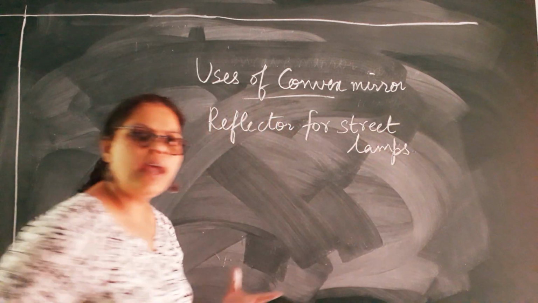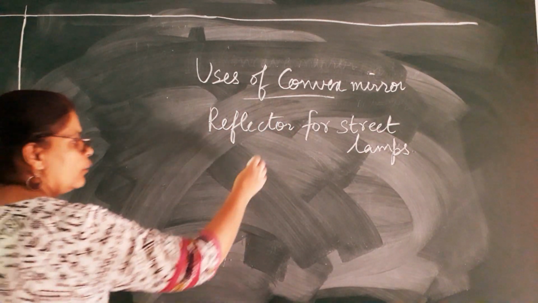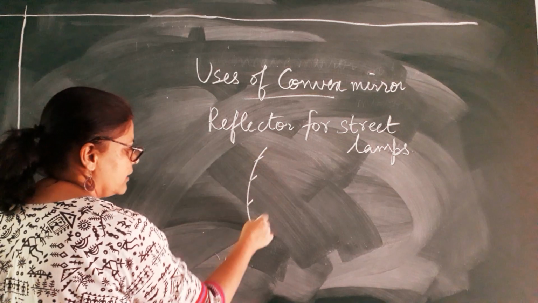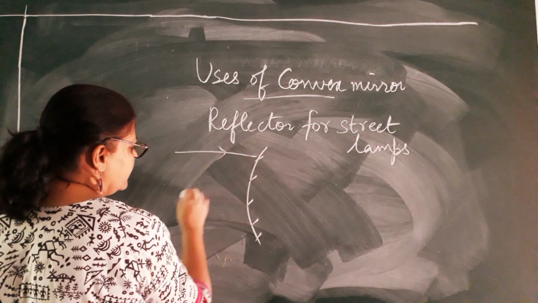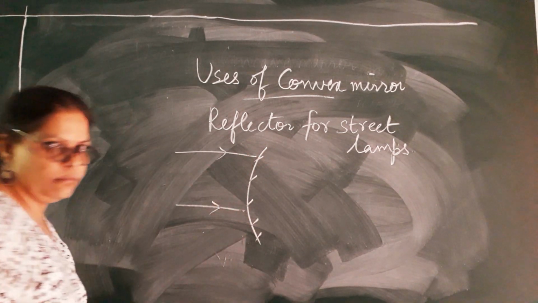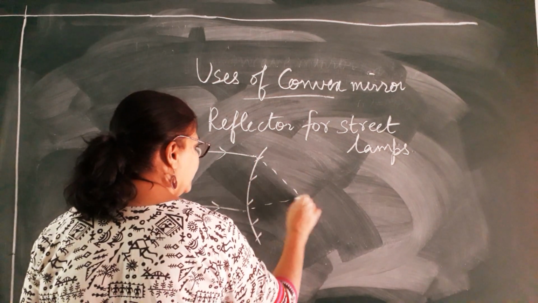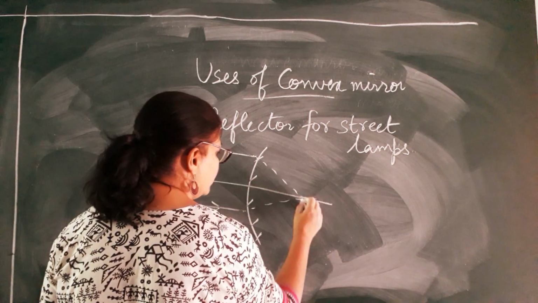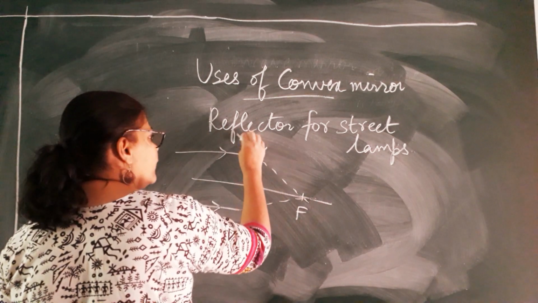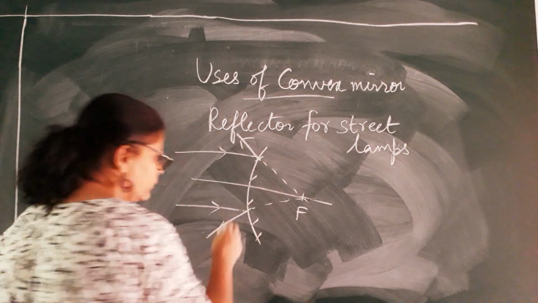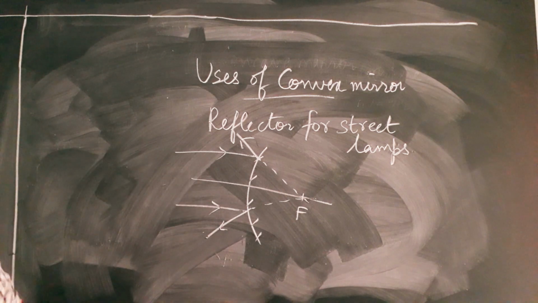Okay. Now what happens here? How can it be used? For convex, you had this case that when rays of light are parallel, they appear to pass through F. You remember this, children? And actually you see that the lights diverge out. Understood?